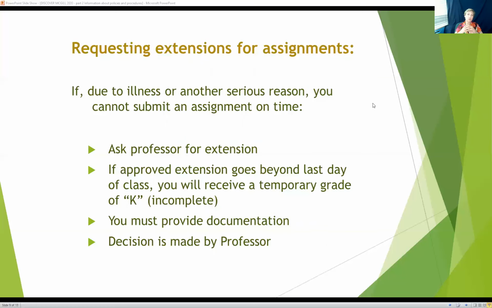And if the extension goes beyond the end of the term, let's say they say, well, I'll give you an extension until the middle of March for a fall course, then you're going to get a temporary grade on your transcript, and that's a K. It just means incomplete. It's sort of a temporary holding grade saying the professor gave you permission to extend this paper, and your grade will show up when the paper's handed in. And usually when a professor gives you an extension, they give you a new deadline. It's not whenever you want, but they'll give you a new deadline. And again, if you need any more information, that's what your advisor's for.